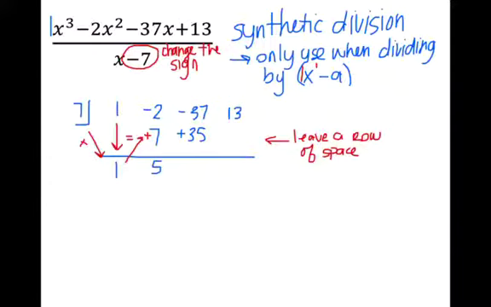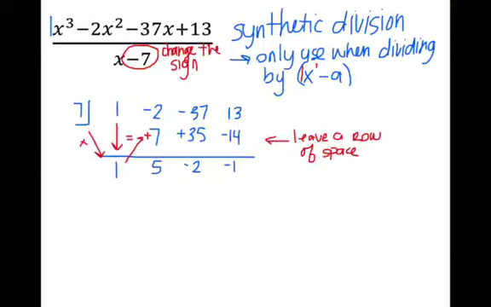-37 plus 35 is -2. 7 times -2 is -14. 13 plus -14 is -1. So now you're thinking, well, what do these numbers represent? This is really easy, what we just did. It was just multiplication and addition. But what do they mean?